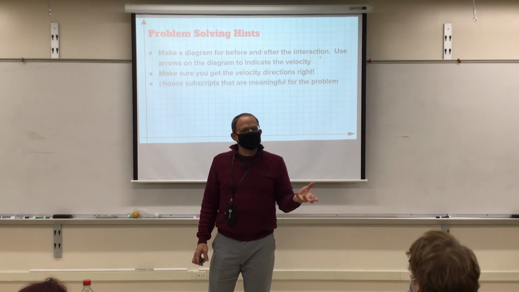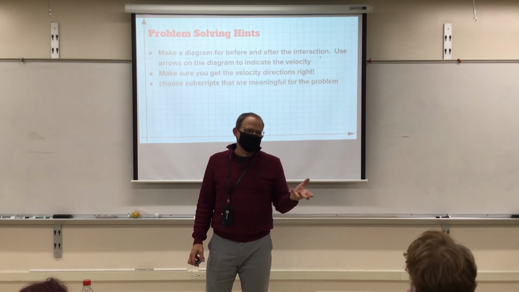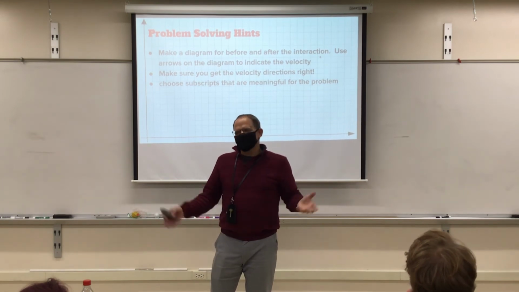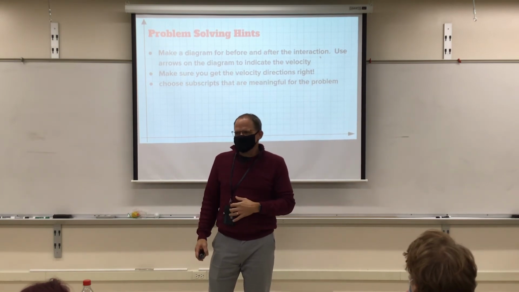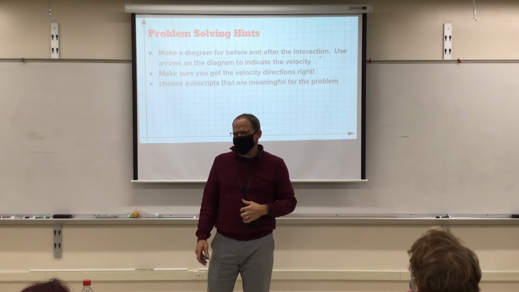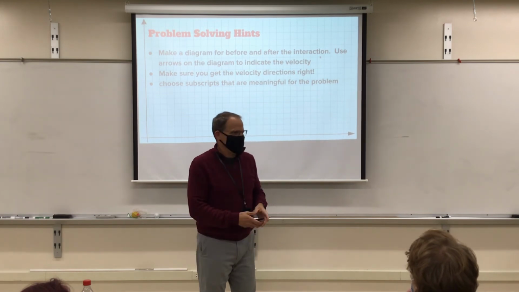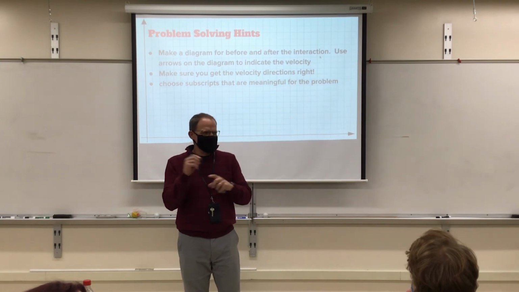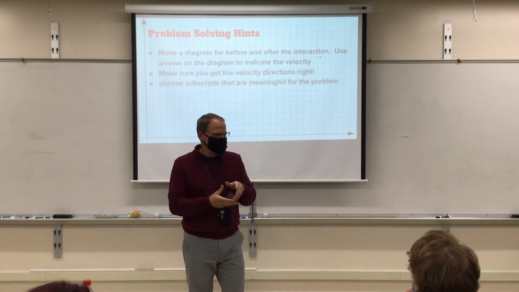Well, maybe the block is made out of wood. You could use B for bullet and W for wood, right? Just, you're going to get confused with subscripts, so just make it as easy on yourself as you can. I've seen people use capital B and little b, and then they forget which one was which, and they switch them, and it's a big mess.